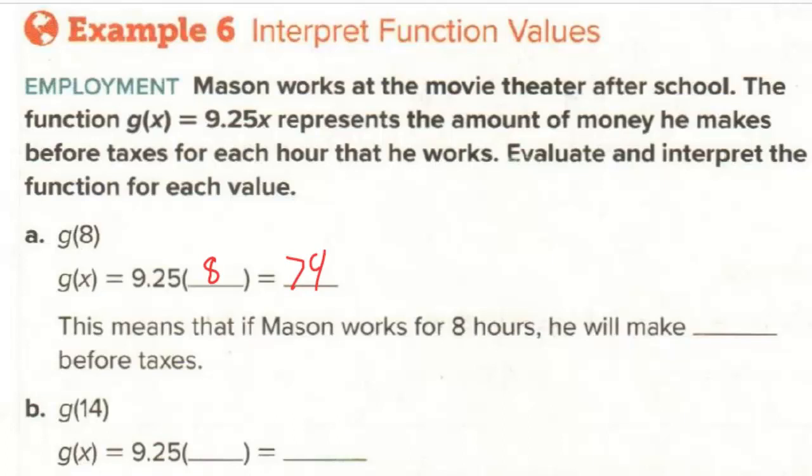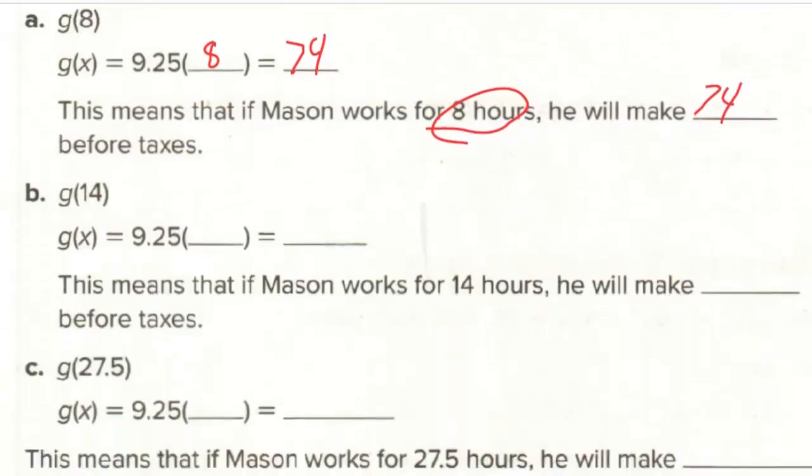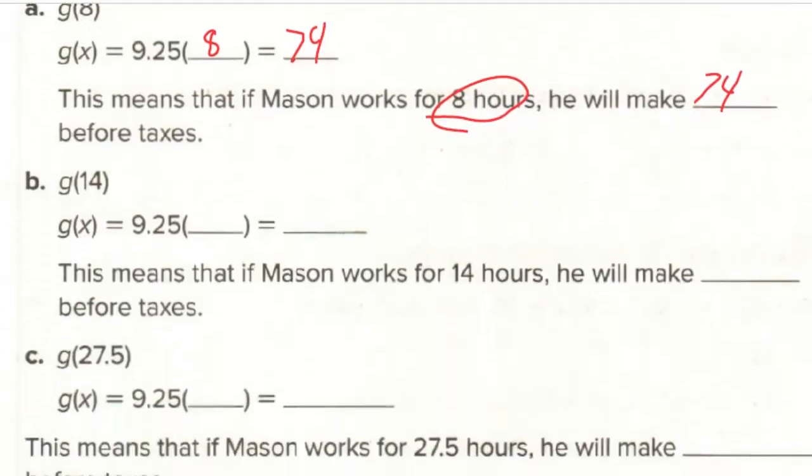So what does this 8 mean? Well, it means he worked 8 hours. And if he worked 8 hours, he will make $74. So that's what the different parts mean. So g of 14. So we're going to substitute a 14 in for x. And 9.25 times 14 is going to give us 129.5. So this means that if he worked 14 hours, that's what the 14 is, he will make $129.50. So we interpret that as money.